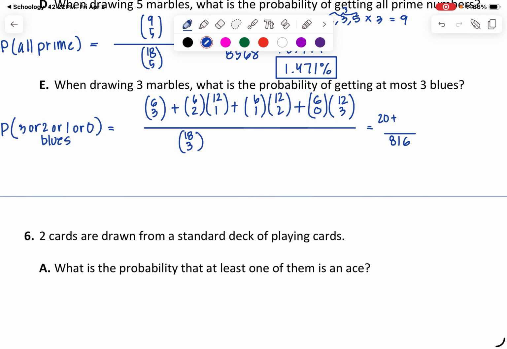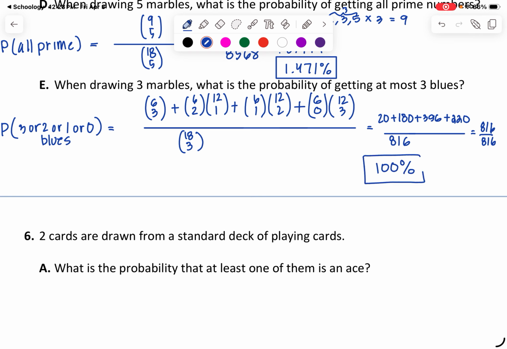Plus 6 choose 2 times 12 choose 1 is 180. Plus 6 choose 1 times 12 choose 2 is 396. Plus 6 choose 0, which is 1, times 12 choose 3, which is 220. If you add those up, you get 816 over 816, which is 100%.